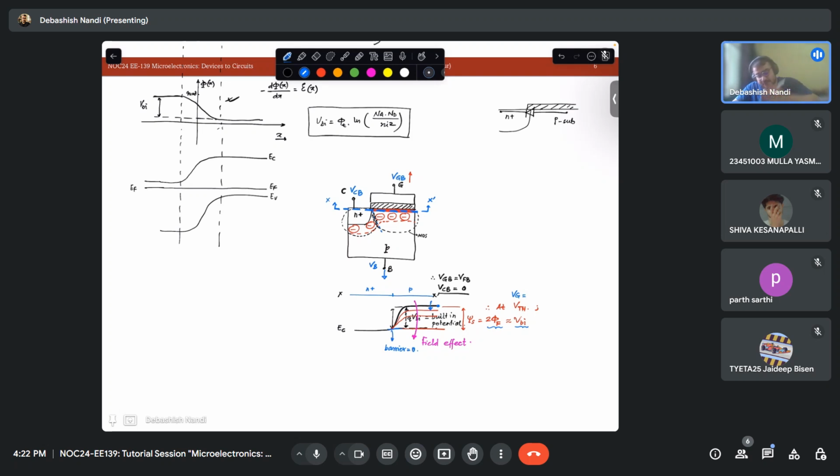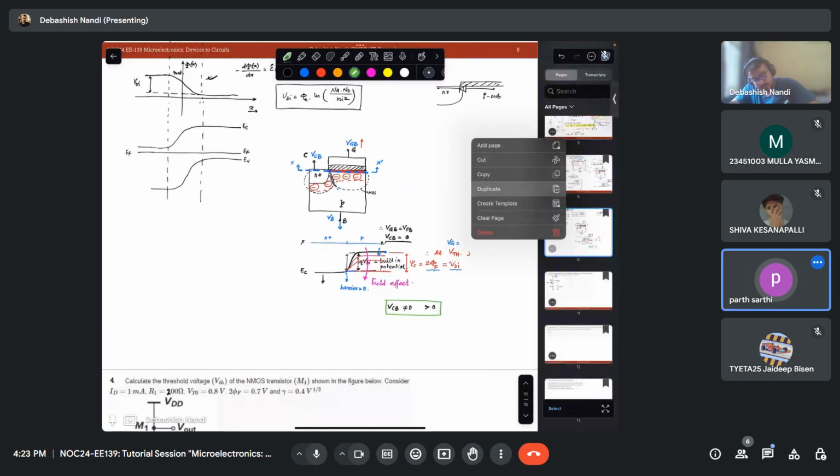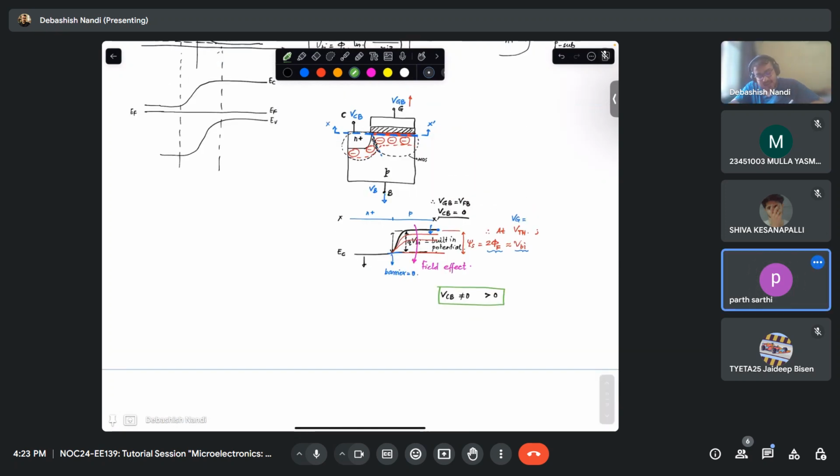Now think, your VCB is not equal to 0 and you are increasing your VCB. What will happen? This will also start to come down. Sir, how is it 0? At VGS equal to VTH, how is the barrier 0?